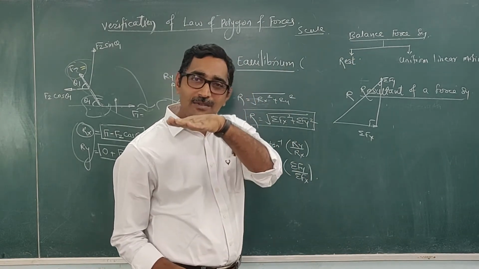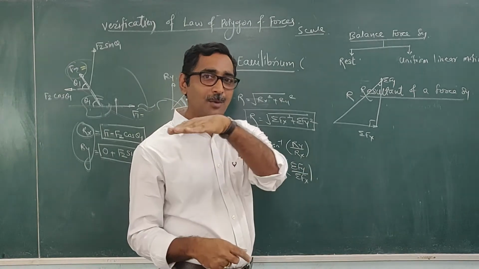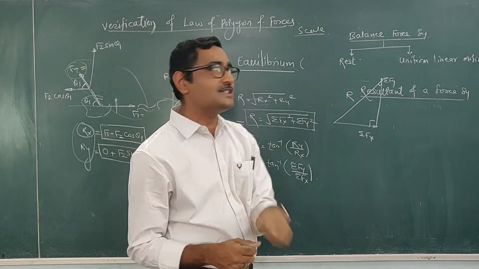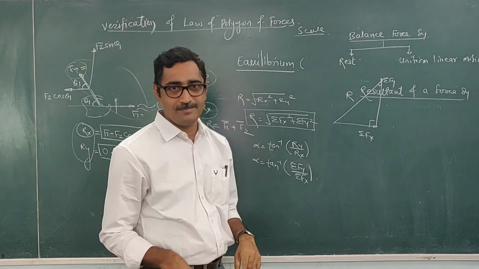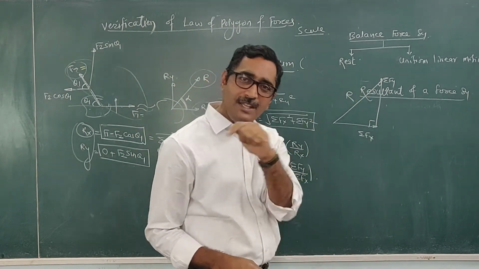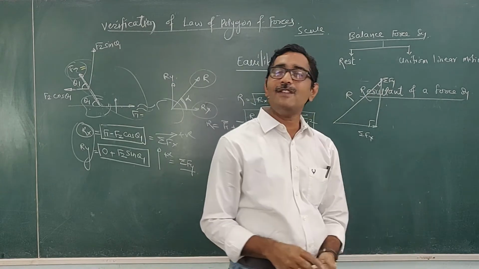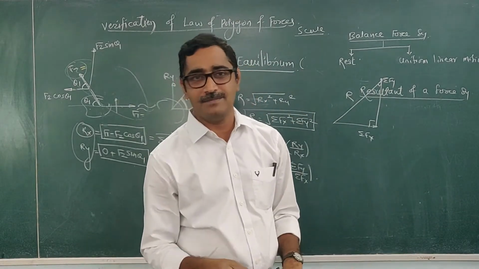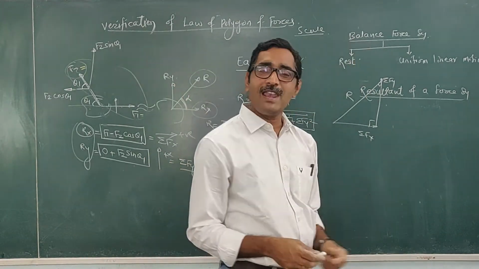If under the action of a certain force system, the body is moving with a uniform linear velocity, we can say that it is in equilibrium. So equilibrium doesn't mean only the state of rest. Even if the body is moving with a uniform linear velocity, we can say that it is in equilibrium. So equilibrium is nothing but a balanced force system.